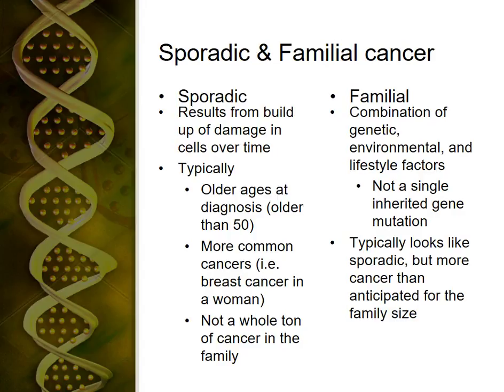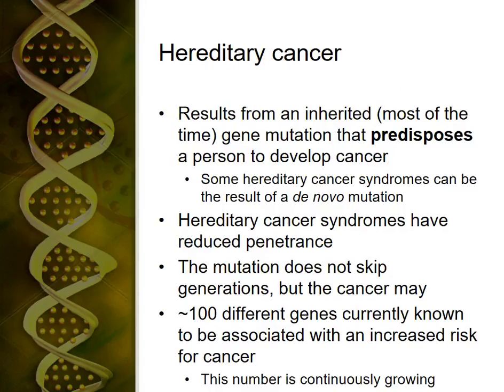And finally, we get to hereditary cancer. This results from an inherited, most of the time, gene mutation that predisposes a person to develop cancer. Some hereditary cancer syndromes are a result of a de novo or new mutation. Hereditary cancer syndromes have reduced penetrance. The mutation does not skip generations, however the cancer may.